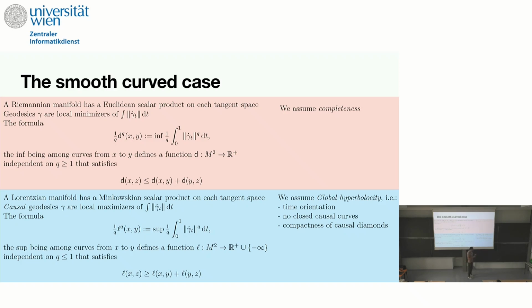That is to say, there are no closed causal curves, so it cannot be the case that I start from a point, I go to the future, meaning I follow a curve whose tangent direction is always in the future, and then I happen to come back to my point once again. That would, in some sense, defy the law of causality in a physical sense. And I also assume that causal diamonds are compact. So take 2 points, look at the future of one point and the past of the other one. This set should be compact for any couple of points.